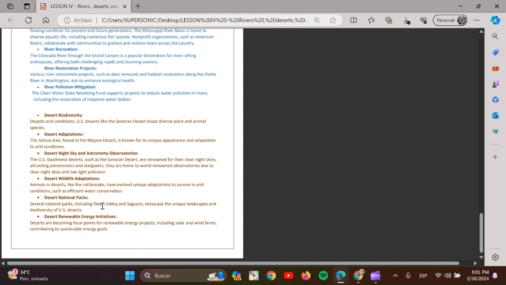And the desert renewable energy initiatives that are becoming focal points of renewable energy projects, including solar and wind farms, contributing to sustainable energy goals.